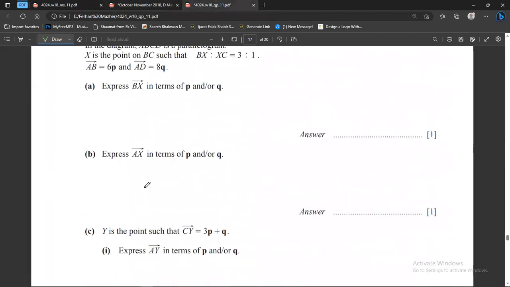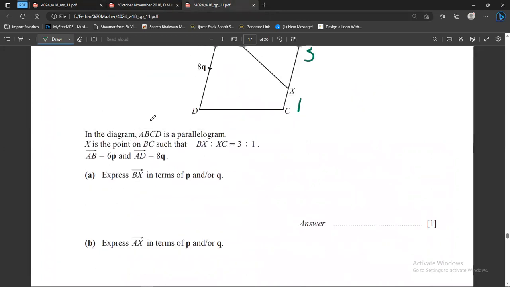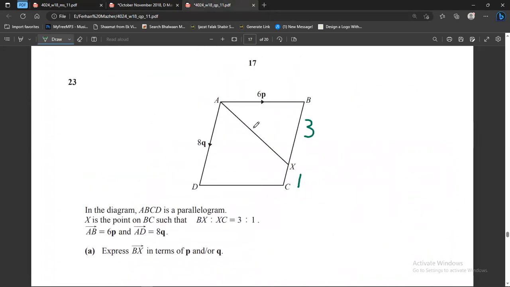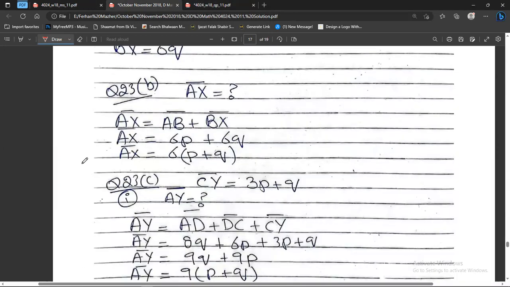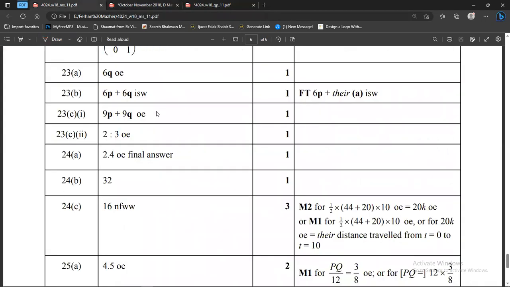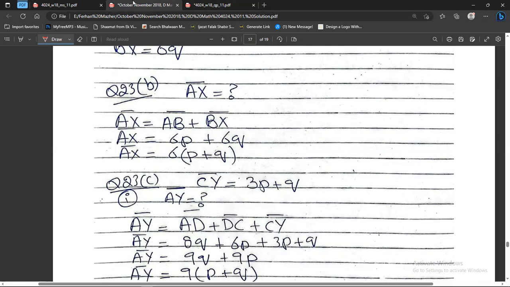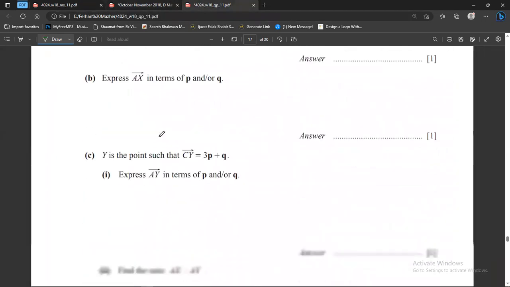Okay, then their question is express AX. They want me to find out AX. They want me to find out this. AX is very simple. A to B, B to X. Straightforward, simple question. If you want to find out AX, I will write down the bypass. AX will be equal to, you go from A to B, from B go to X. So A to B is 6P, and the BX is 6Q. Take 6 common, so you will have AX is equal to 6 bracket P plus Q. 6 bracket P plus Q, and our answer is right, sir. This is the solution.